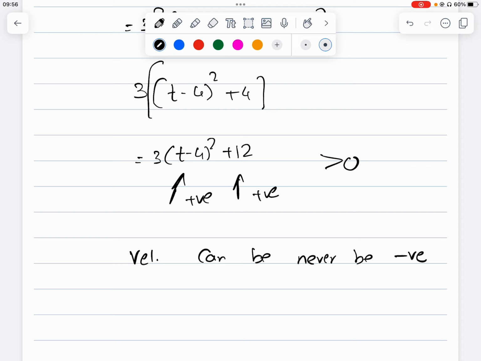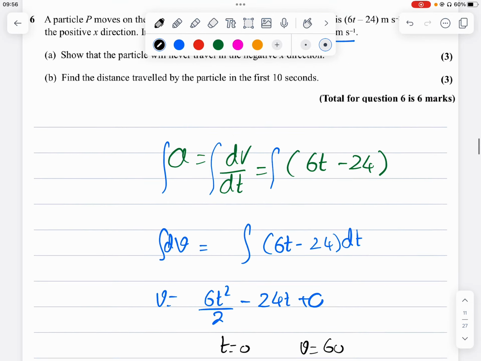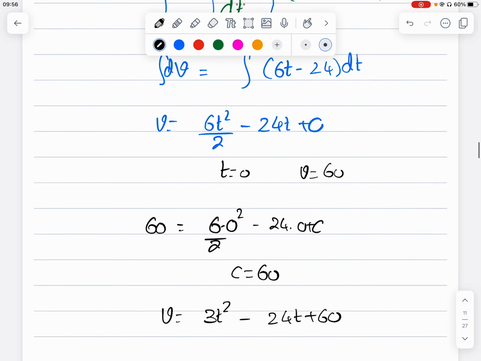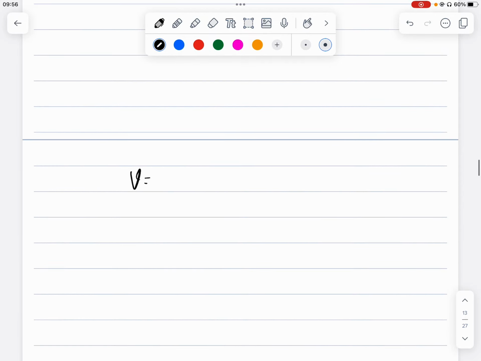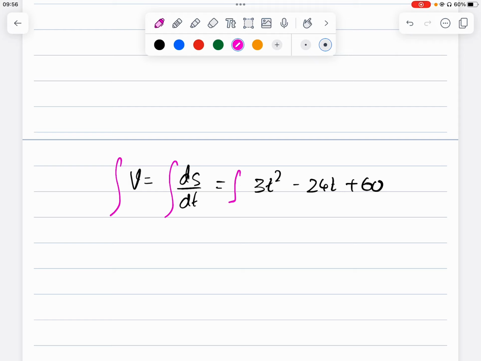Never be negative. Part B. Find the distance traveled in the first 10 seconds. So now we know the velocity equation, which is ds upon dt, which is nothing but 3t square minus 24t plus 60. Now I want the distance, so do the integral. So integral of ds equals integral of 3t square minus 24t plus 60 dt.